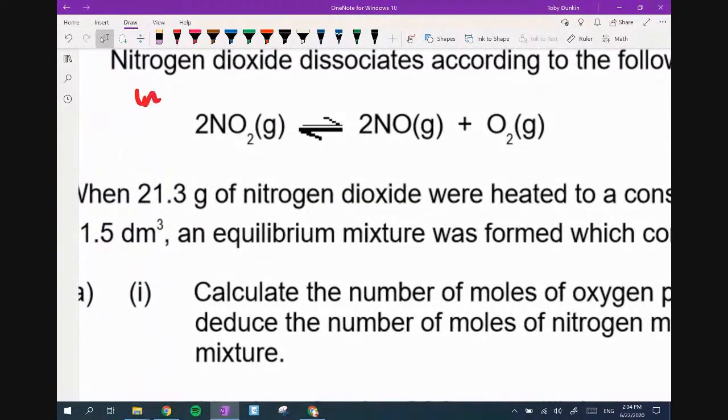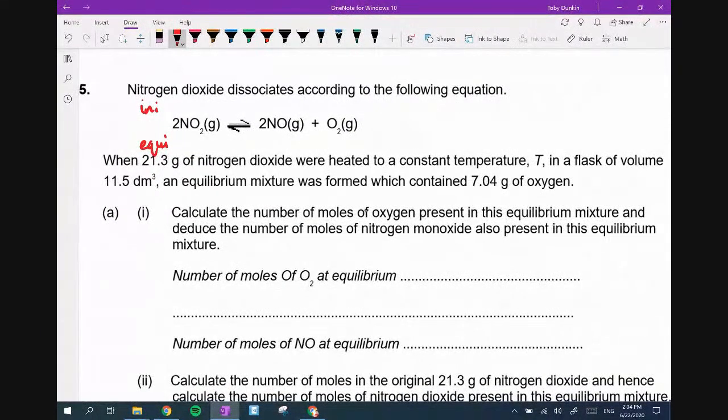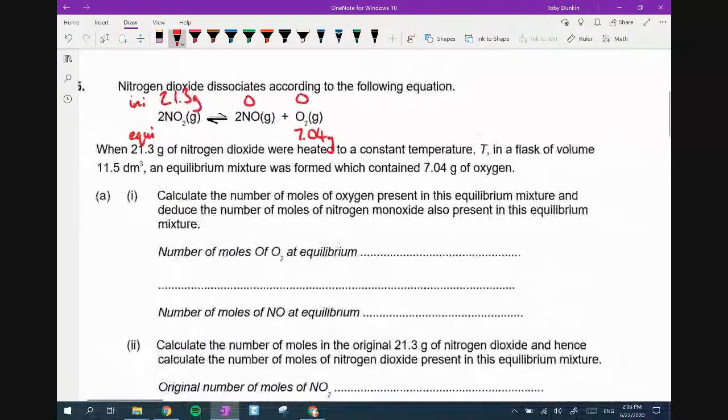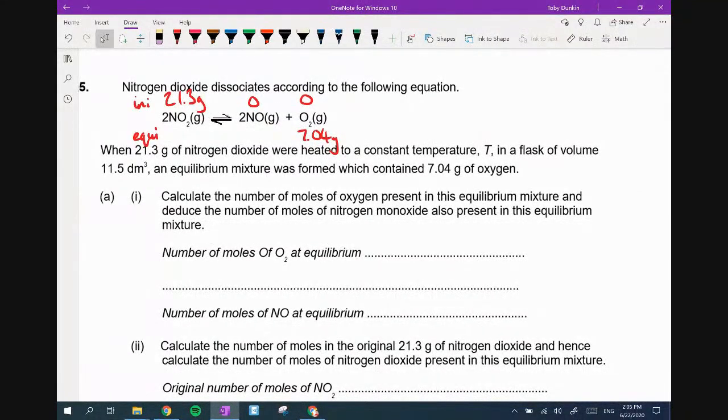I'm going to zoom right in and put ini on top and equi underneath. The great thing is this means 0 and 0 with that, because it's mentioned 21.3 grams. We can't work in grams within an equation. We've got to work in moles. It also gave me at equilibrium 7.04 grams of oxygen. We don't really need to worry about the moles at the beginning because it's already given us x in the change from 0.